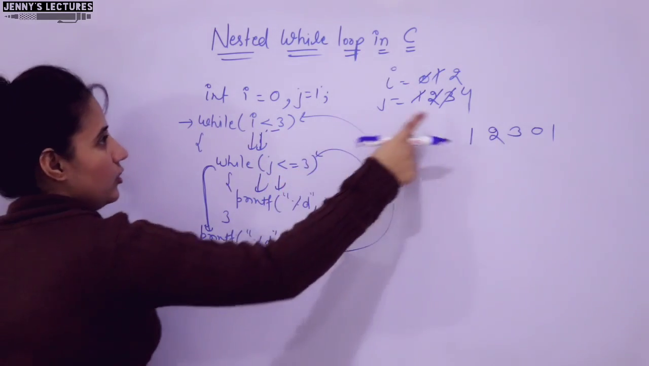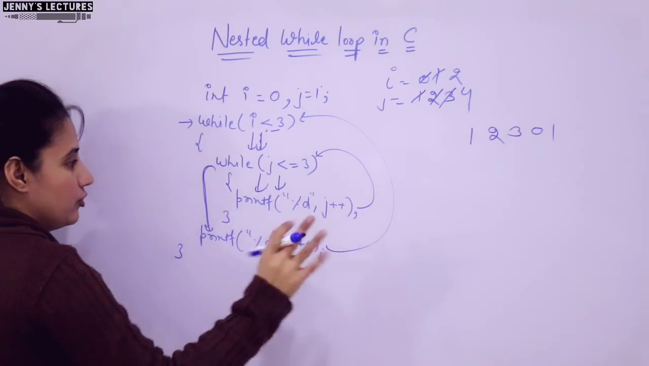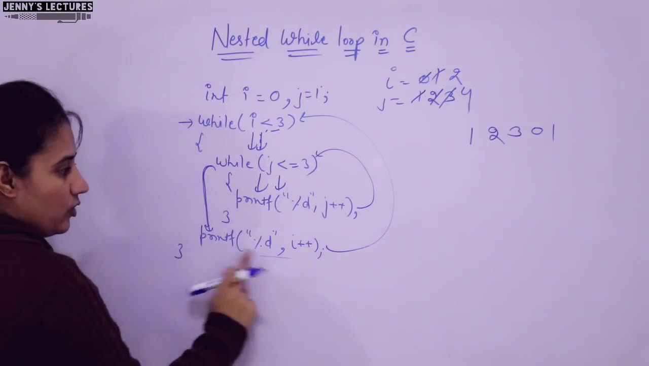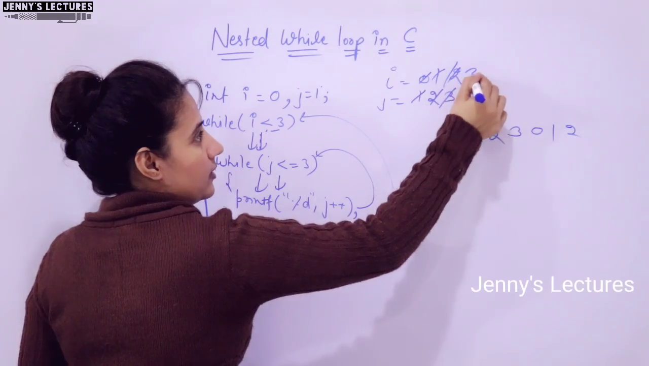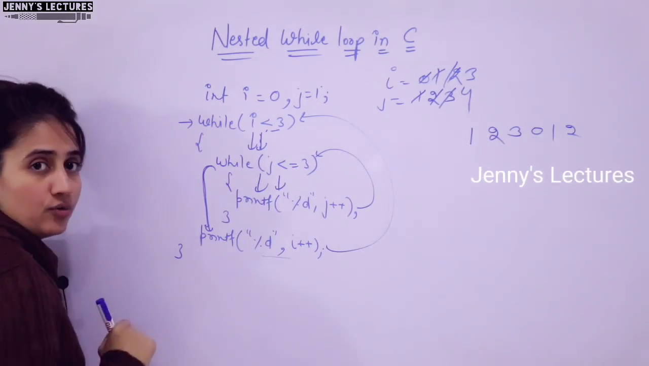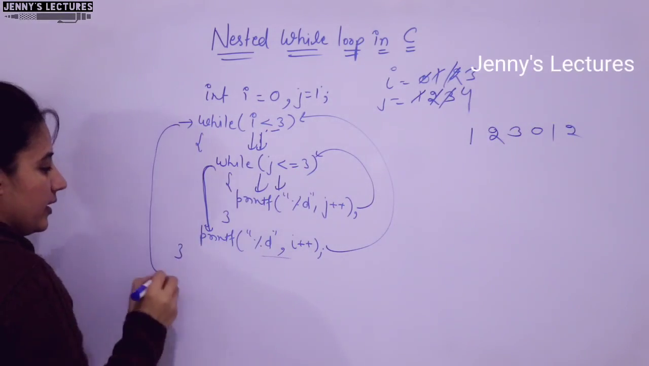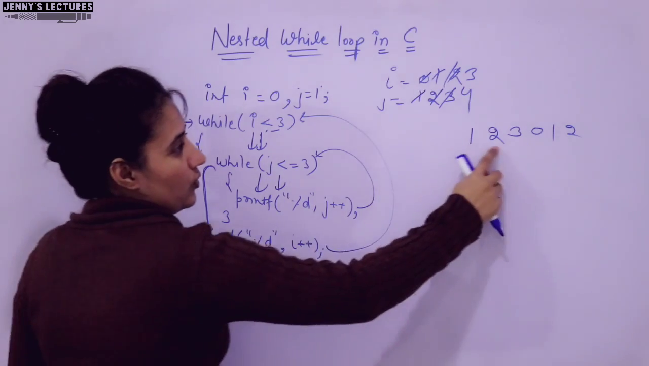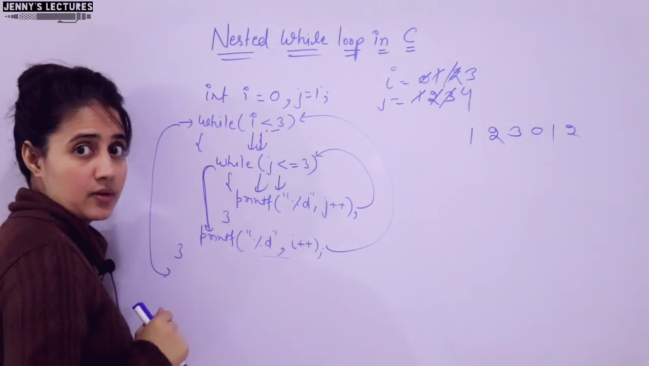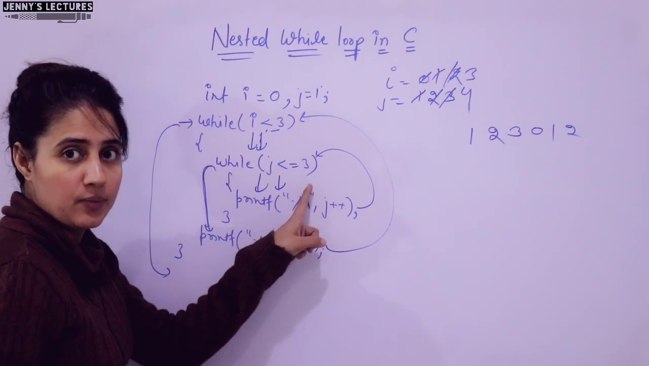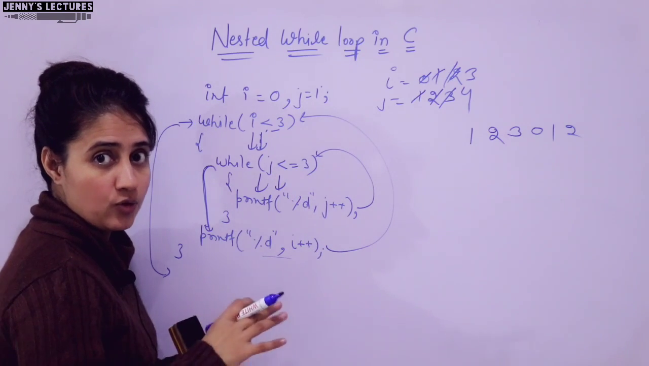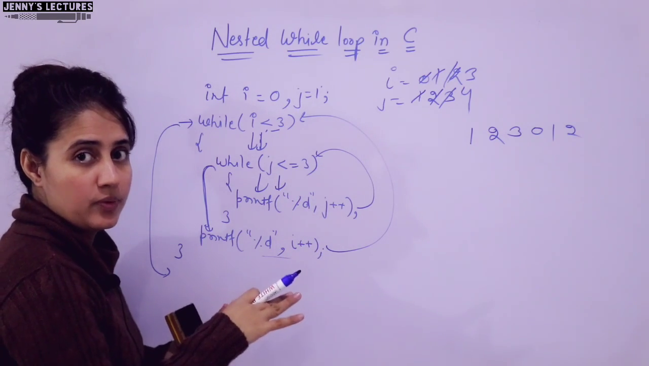Is j less than or equal to 3? No, j is 4. It is not true. So control will go out of this inner while loop. i plus plus would be printed. The original value of i would be 2. Then it would be incremented to 3. Now is this condition true? No. Now control will exit from here. So this output you will get, right? I hope this working is right. If I am wrong, then you can tell me in the comment box, right? So now I hope you got the working of this nested while loop, right?